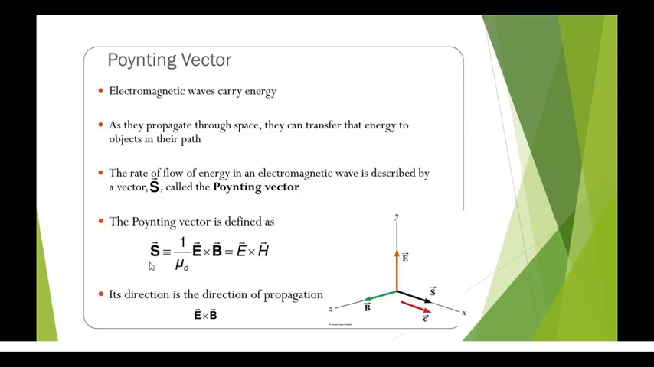And the Poynting vector is a vector quantity, isn't it? So vector quantity means it will have a direction. What is the direction of the Poynting vector? It is perpendicular to both E and B. See, the Poynting vector is given by 1 by μ0 into E cross B. So the Poynting vector is perpendicular to E and B. That means the wave is propagating along x direction. So its direction is the direction of propagation, that is E cross B.